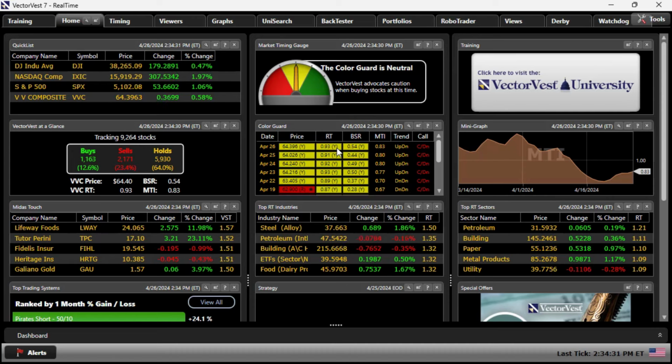We can clearly see here in the color guard, we track the price movement of the VectorVest composite. The relative timing lets us know if the market's in an uptrend or not. The buy to sell ratio shows me if more stocks are becoming buy recommendations in the market if there's a rally. You notice that with all of the yellow, the RT and the buy to sell ratio are higher on a day over day basis and higher on a week over week basis.